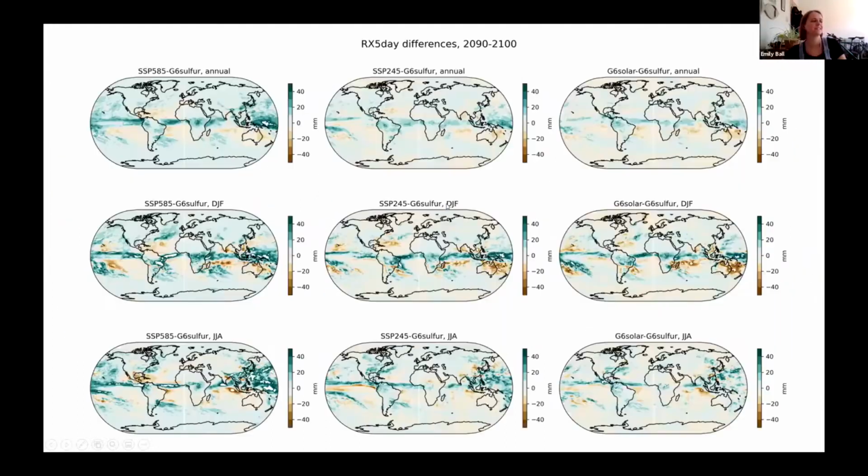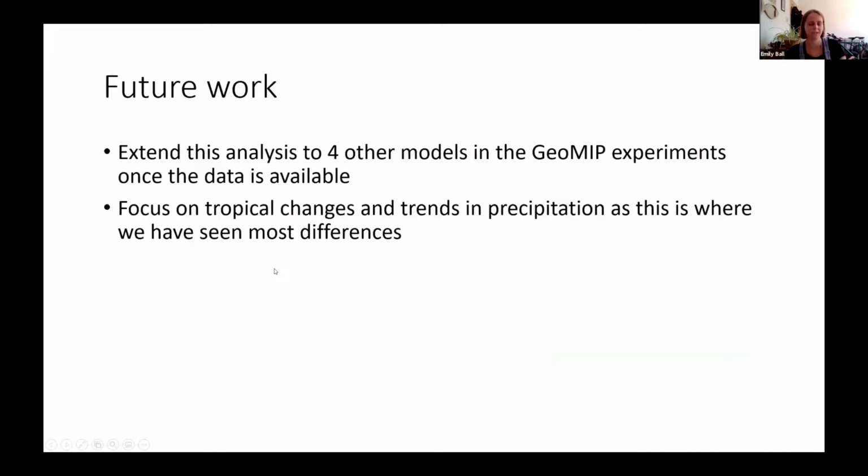So we've also really quickly looked at precipitation differences, which we find are causing this wetting over the, oh no, so this is drying over the equator. And so future work will be to look at this in other experiments, as we've only had one available to us for this. Thanks.